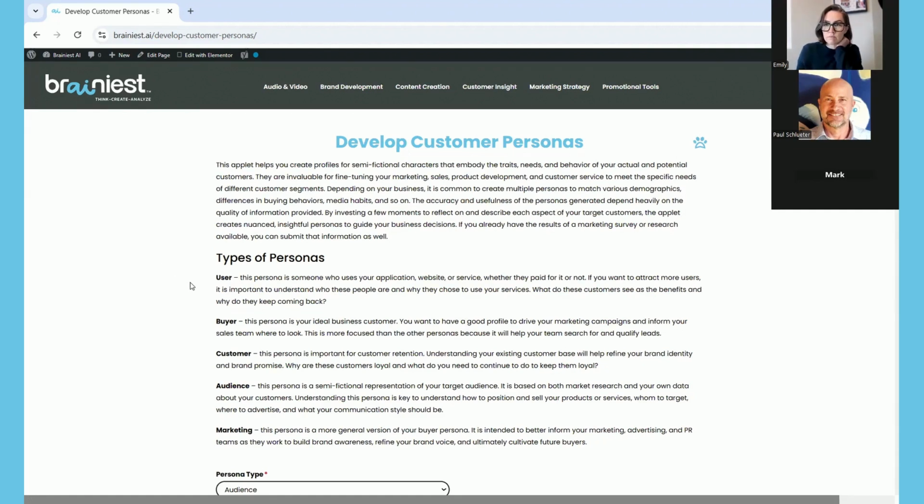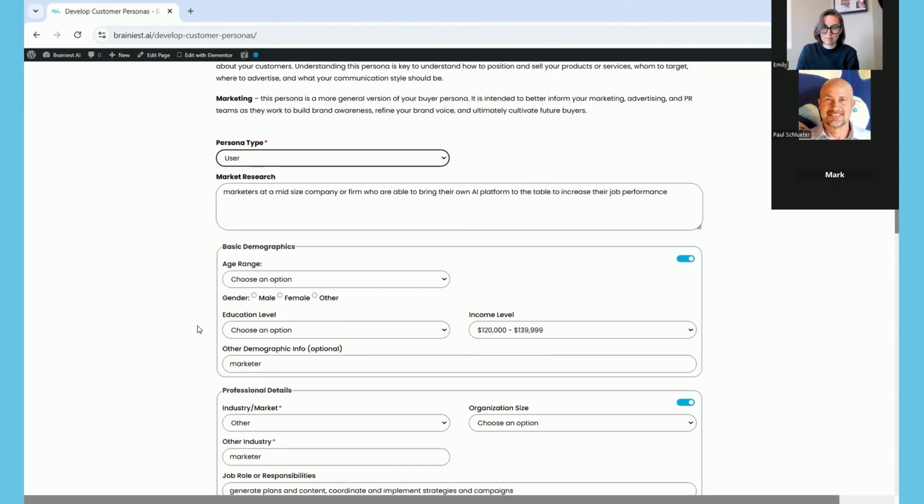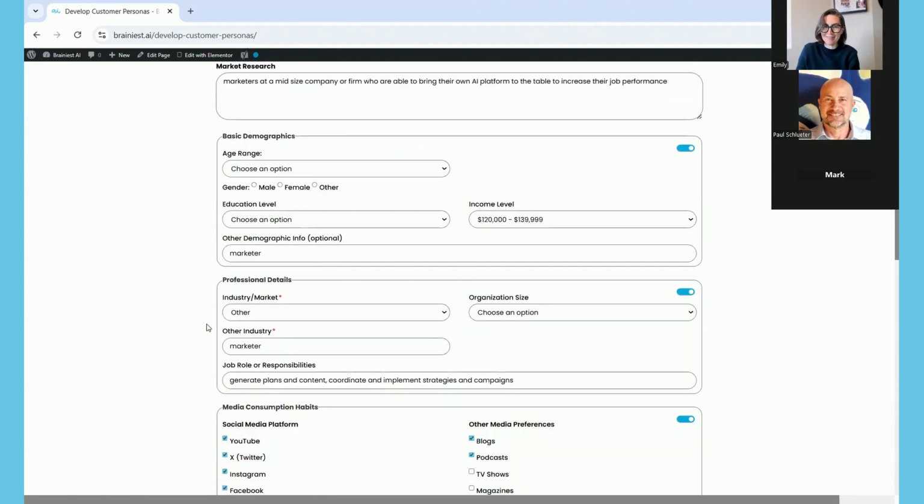Let's say I'm doing a buyer persona, or no, a user persona. When it got to the gender, I wanted to select all, and it wouldn't, and I couldn't figure out if other means all. I could select male or female or other, but not male and female. What if I wanted to select having a bachelor's degree or above? Or an income level of $120,000 and above? It didn't let me do those things.